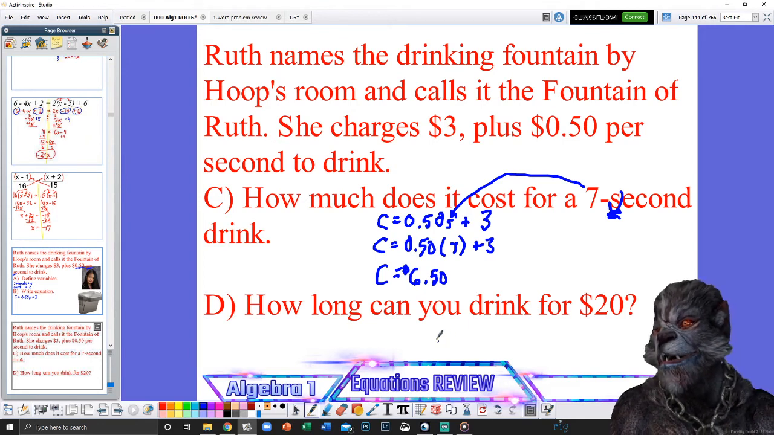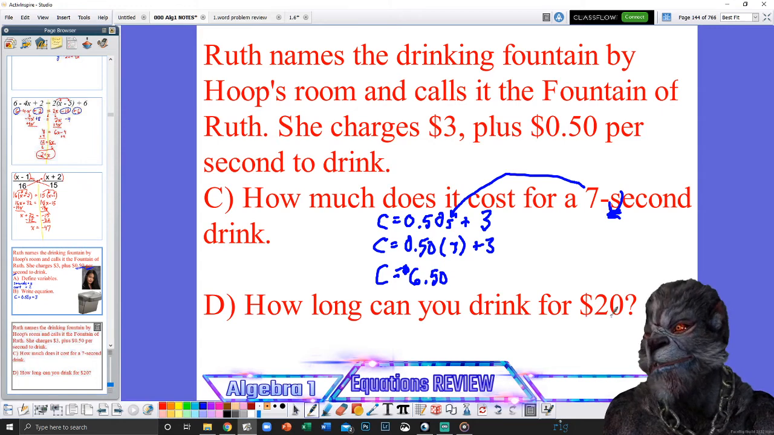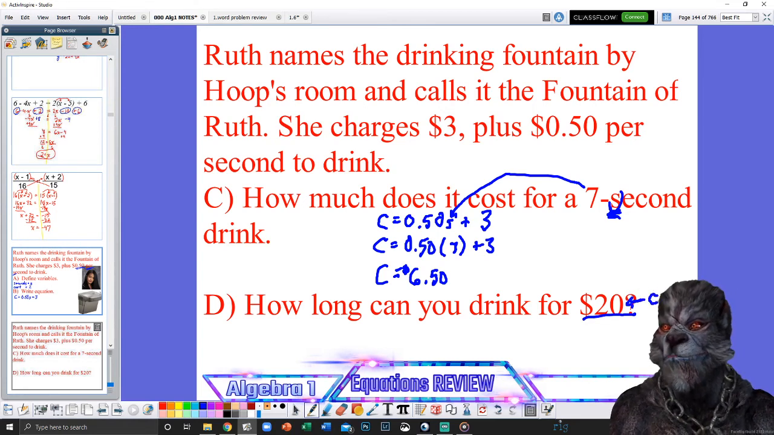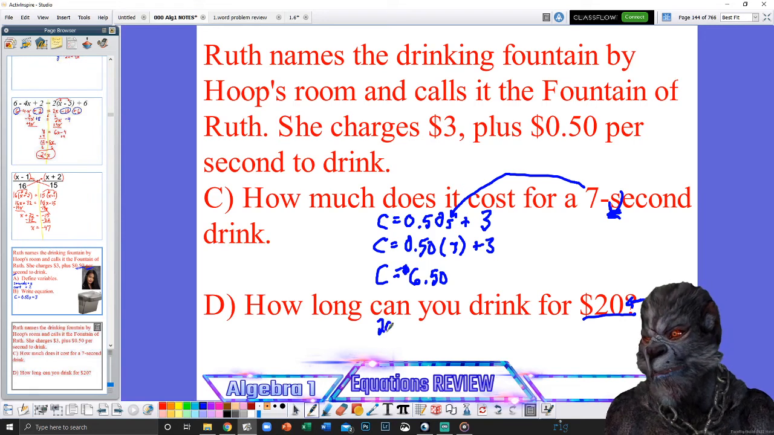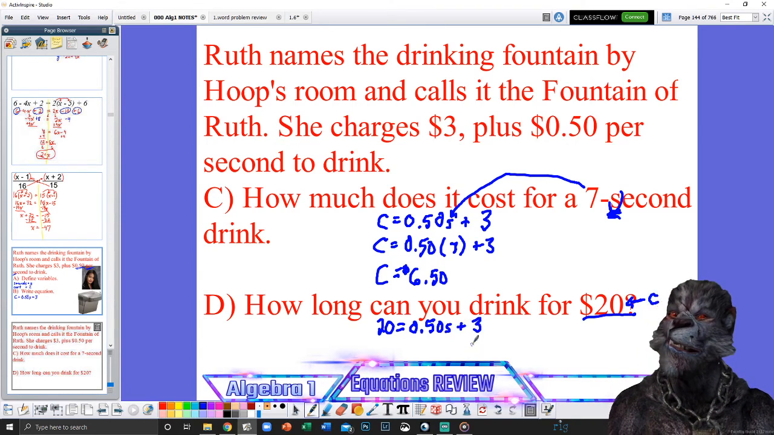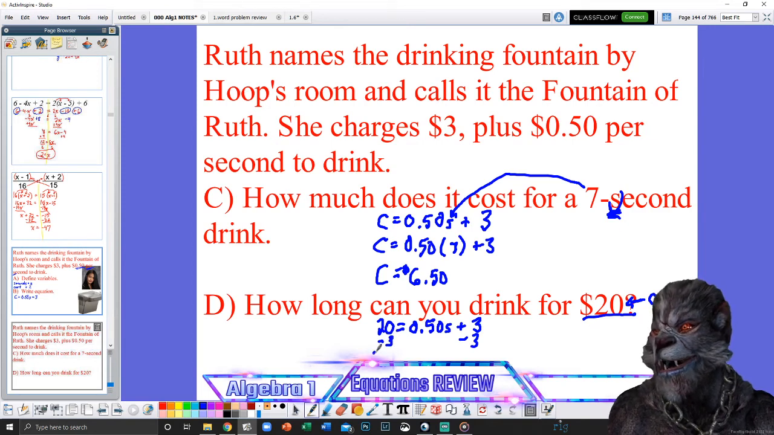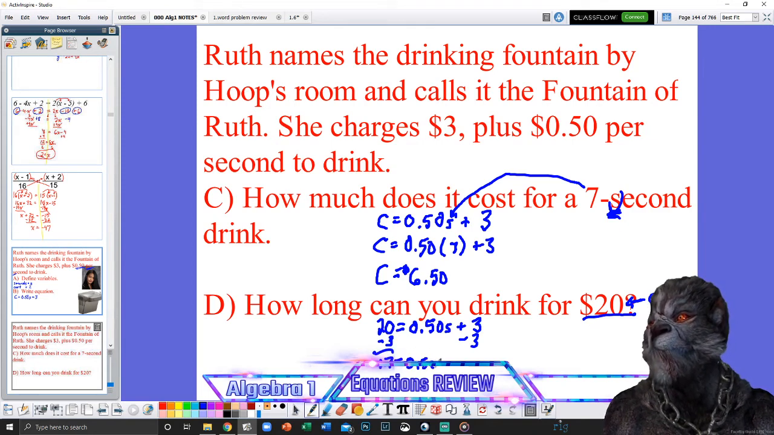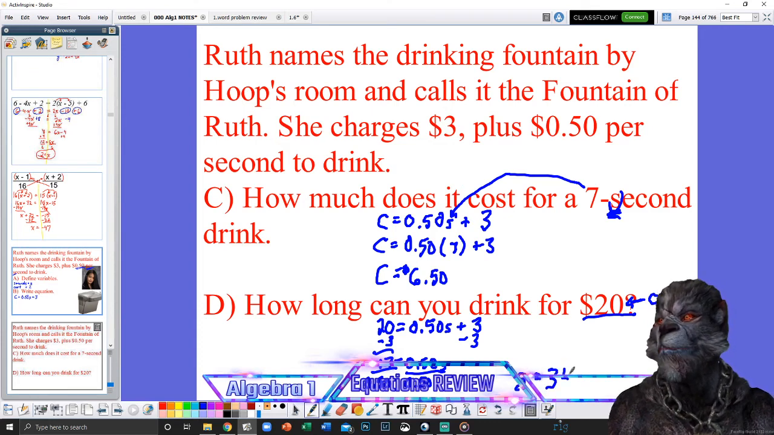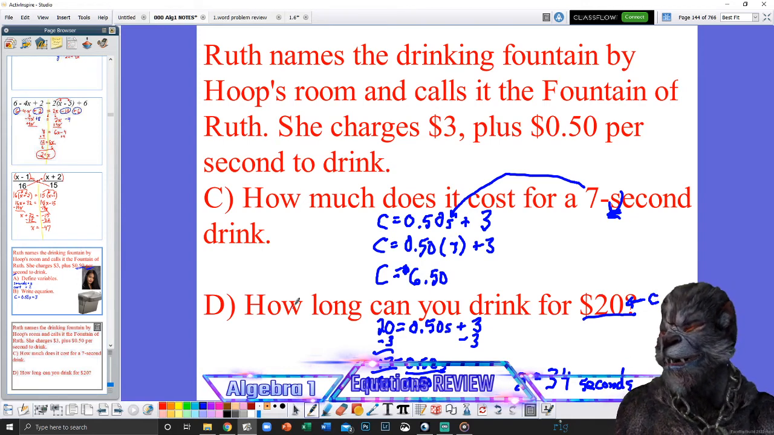Nicely done. Next, how long can you drink for $20? $20, is that a cost or a number of seconds? Hopefully you said cost, so that is going to be my C. So instead of C here, I'm going to put 20. Next, I solve this equation, so I'm going to subtract 3 from both sides. That gives me 17. Finally, 0.50 is touching my S. I don't want that, so I'm going to divide by 0.50. That should end up giving you S equals 34. So that means you can drink for 34 seconds at the drinking fountain for only $20.